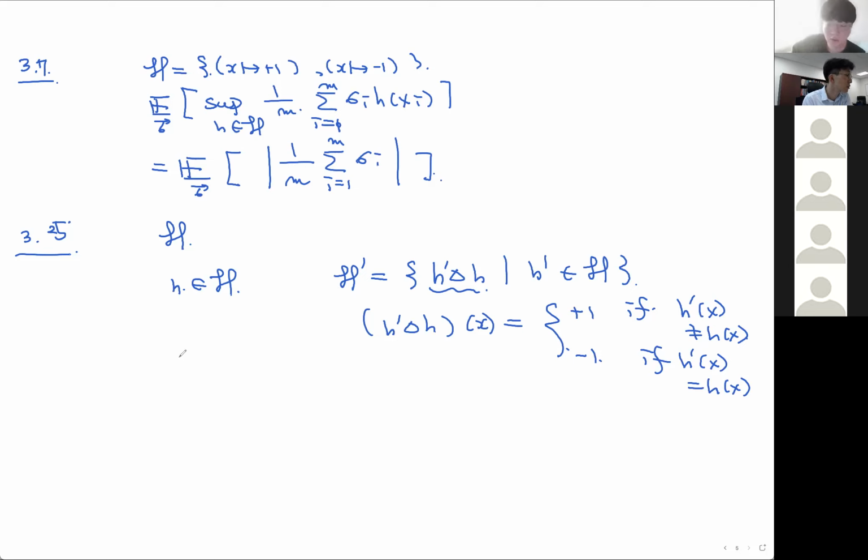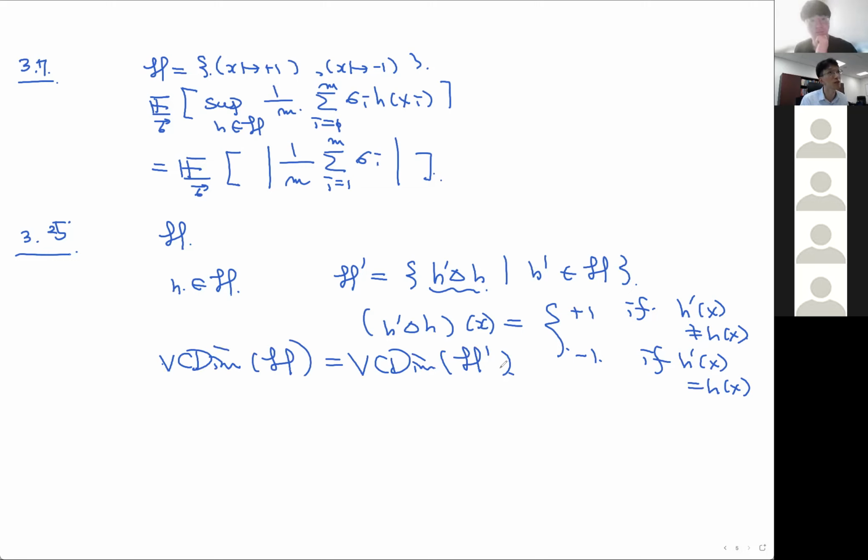Then the exercise asks you to prove that the dimension of H is the same as the dimension of H prime. And proving this is not hard at all, but it requires a little bit of thinking. It's quite easy, but it requires a little bit of thinking.